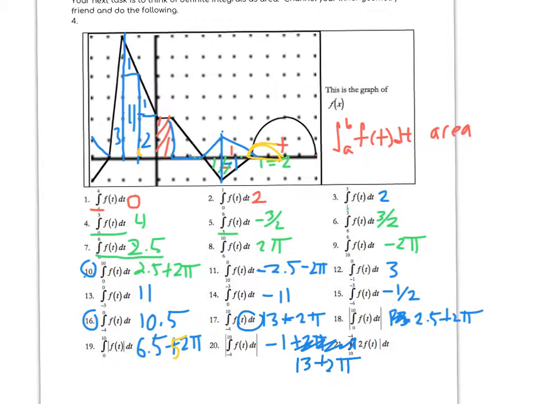So this one is asking us to start with the area from negative 4 to 10. 13 plus 2 pi. But now we've got to account for this being positive and this being positive. That's plus 2 to get back to 0, and then plus another 2. So that'd be 17 plus 2 pi. And then it's going to reverse it. So negative 17 minus 2 pi.